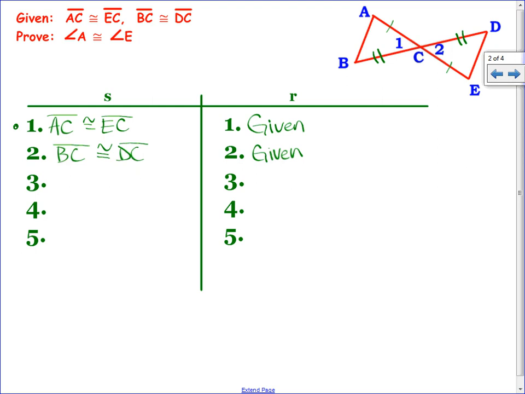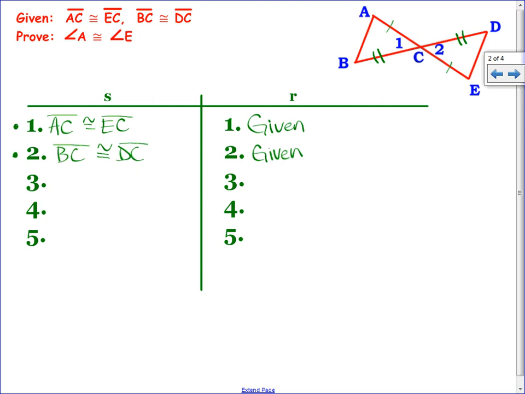Now, some of you still aren't looking for the right things on proofs. For instance, a very common thing I saw on the quiz was someone would say definition of midpoint here. Why wouldn't we say a definition of midpoint? Because it says nothing about midpoints anywhere in the given. Okay, so we can't talk about ideas and concepts unless it's given to us.